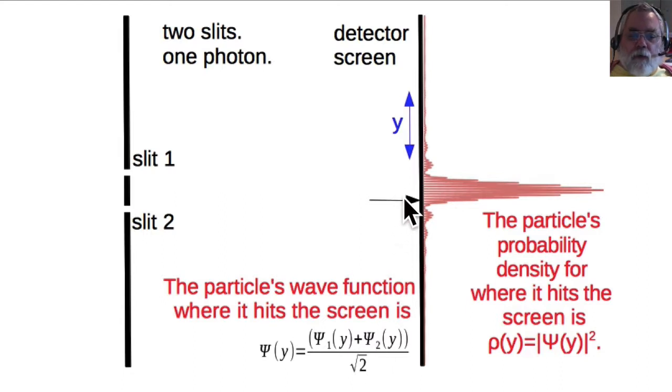Here, this black arrow I'm showing is where just 1 photon may hit. But this complicated red curve here is the actual photon probability density for where it will hit the screen. Probability density rho of y is the square of the magnitude of this psi.